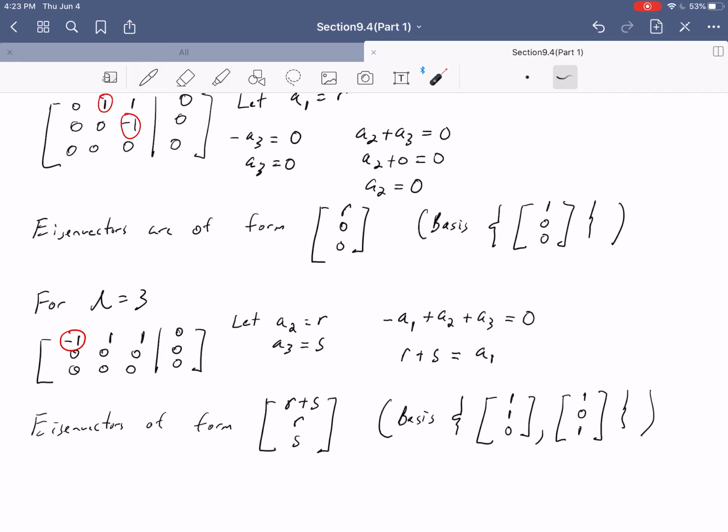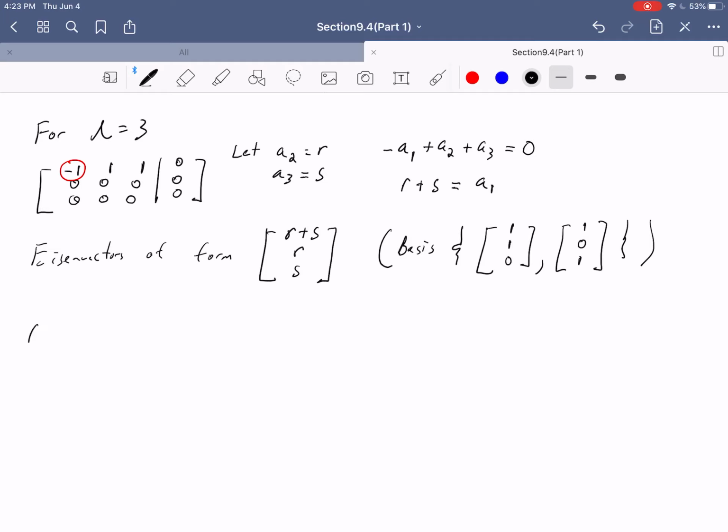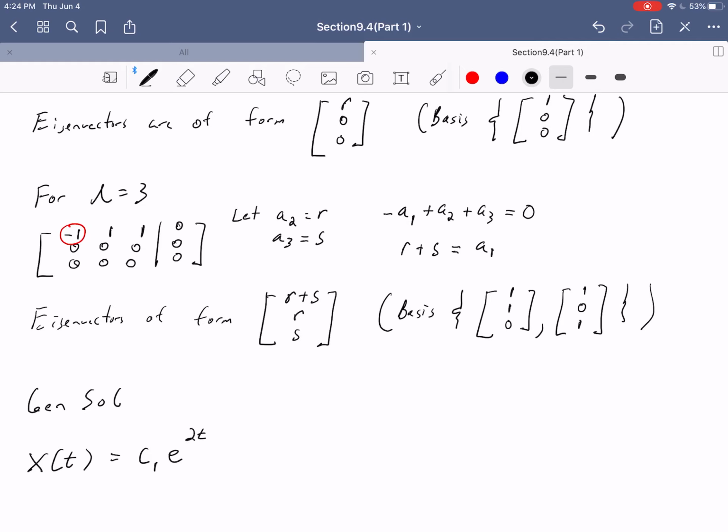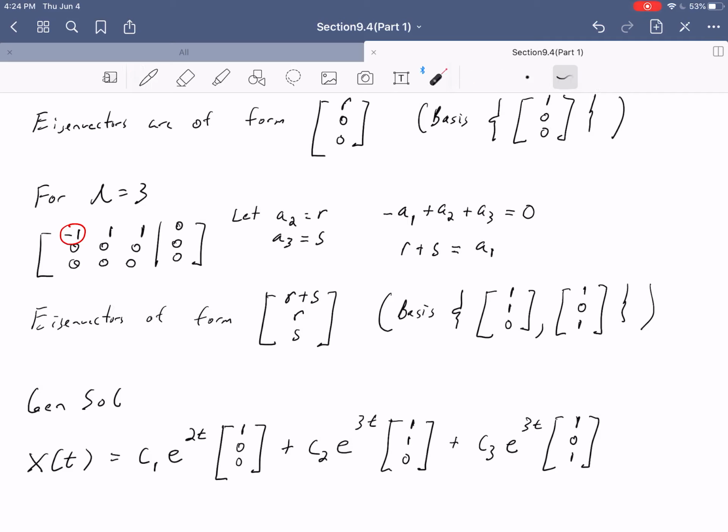Now we can put all this together and actually get our general solution. So our general solution here is going to be x of t equals C1 e to the 2t, since the first lambda that we got was 2, times the representative eigenvector for that eigenvalue, which was 1, 0, 0, plus C2 e to the 3t. We can choose either one, the order doesn't matter here, so we'll just use our first basis element, 1, 1, 0. And then plus C3 e to the 3t, 1, 0, 1. So there's our general solution.